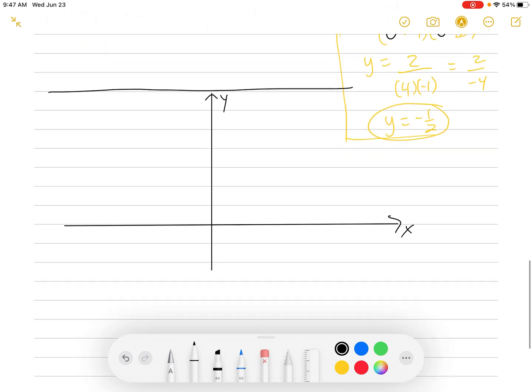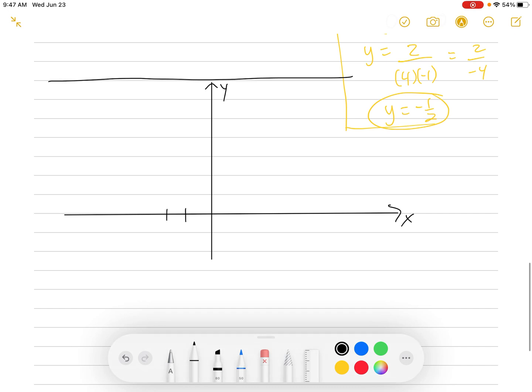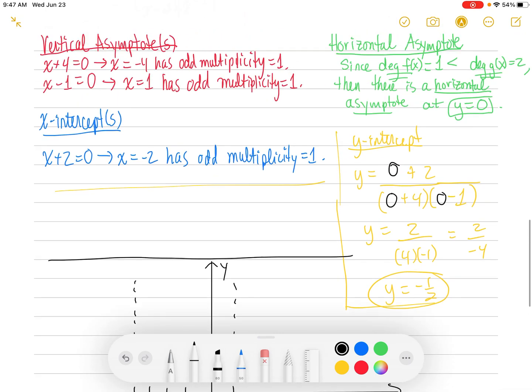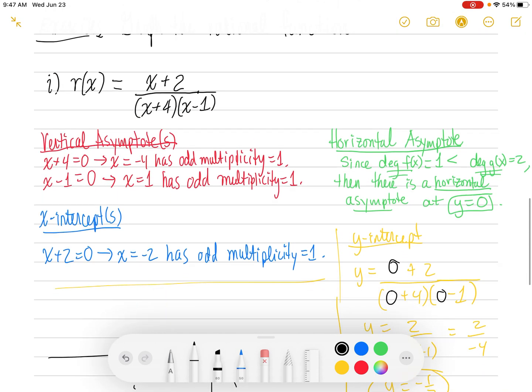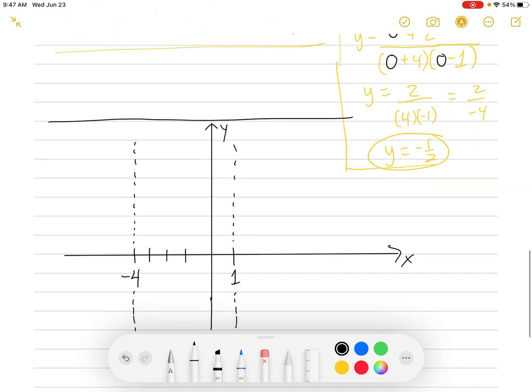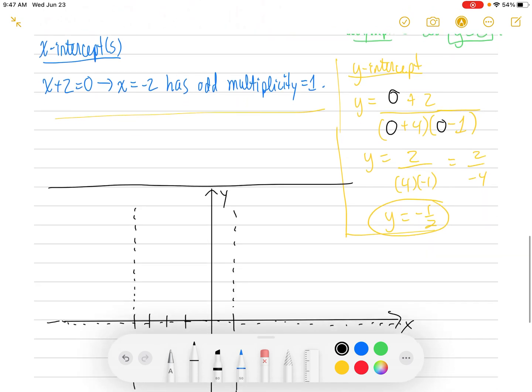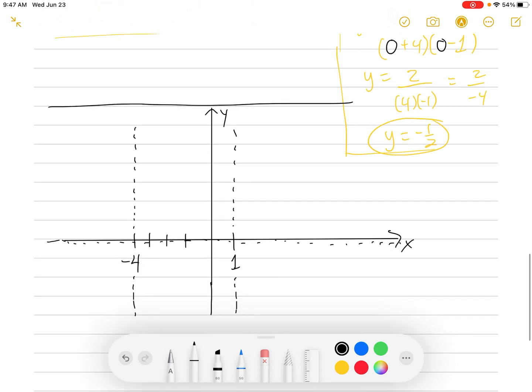So I'm going to begin by putting down my vertical asymptotes. I have a vertical asymptote at -4 and at +1. So here we're going to have 1, 2, 3, 4, and 1 at +1. These are vertical lines that the graph will never cross. The graph will approach them. We have a horizontal asymptote at y = 0, so y = 0 is this line right here, the x-axis, right?